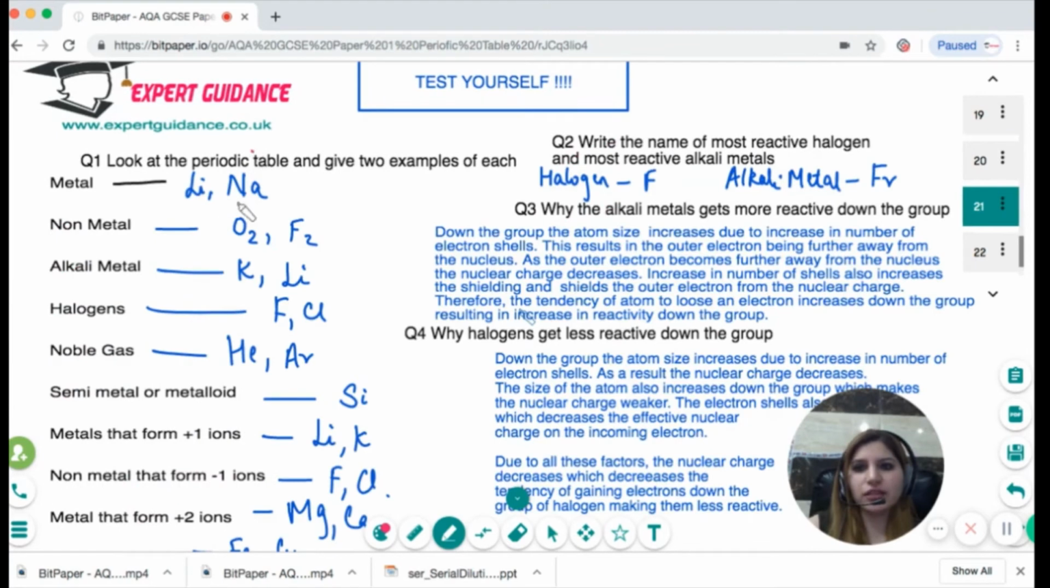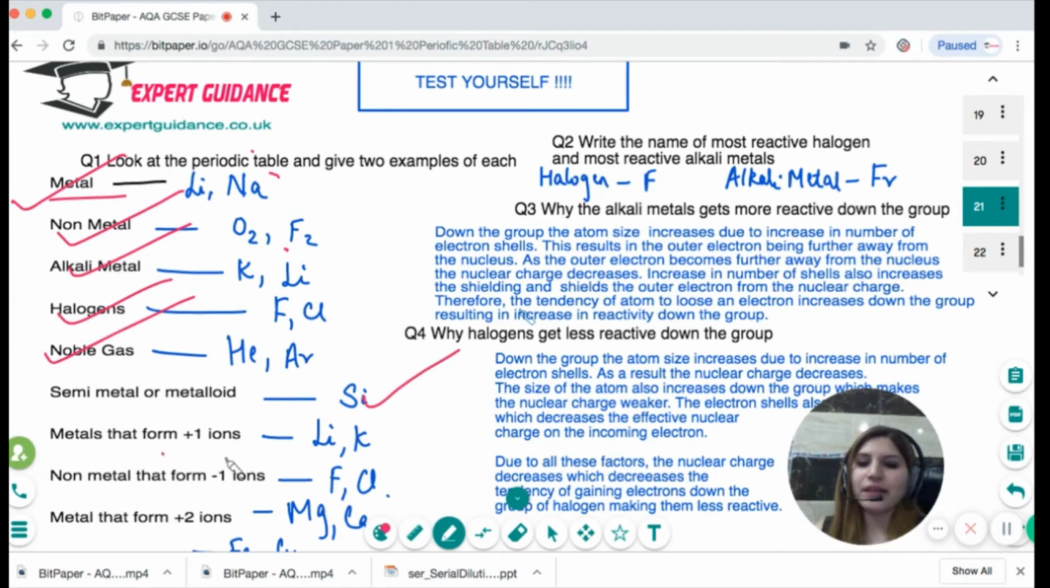So metal, these are just my answers. You can pick any. So there's no right and wrong here. Metal, there are so many metals. You can list any metal. But remember, they should be from the left of the periodic table. Non-metal, oxygen, fluorine, alkali metal, group 1, halogens, any metal from group 7, noble gas, group 8, semi-metal or metalloids, remember that zigzag, all the elements that come in the zigzag, you can name that, so that is silicon.